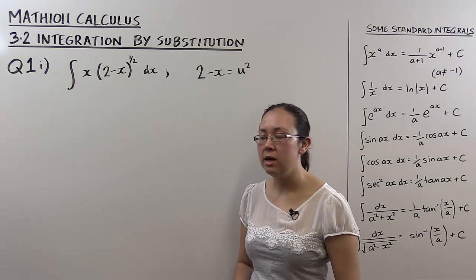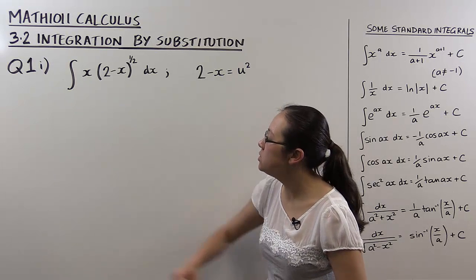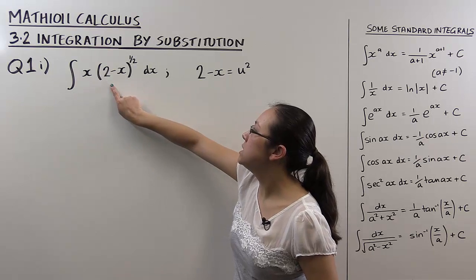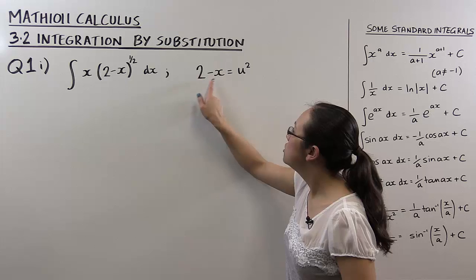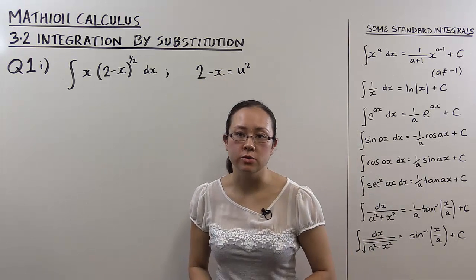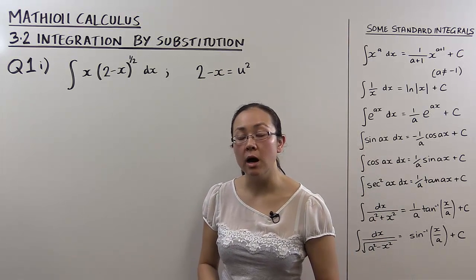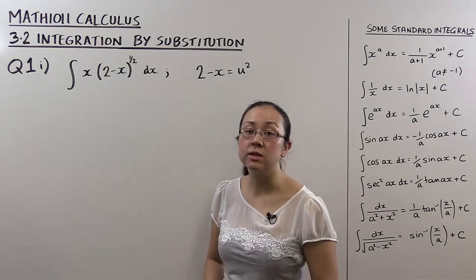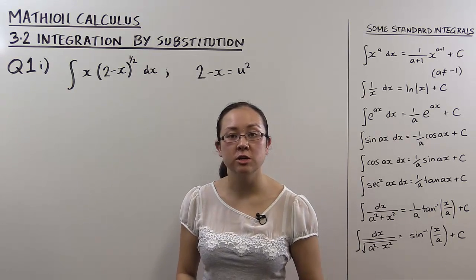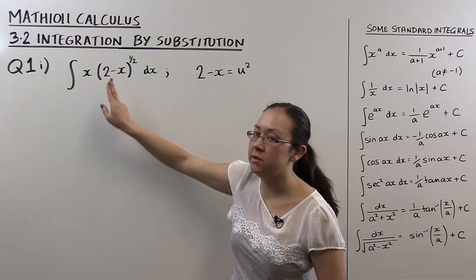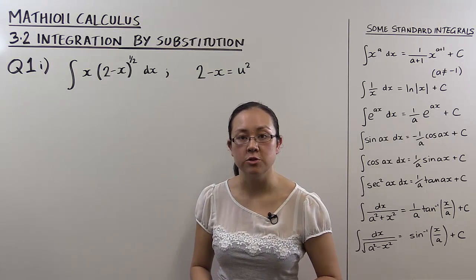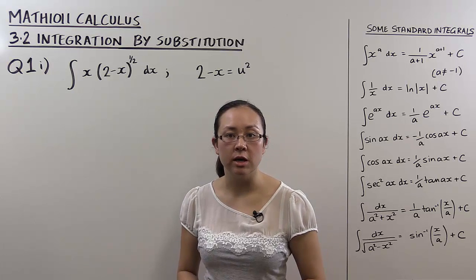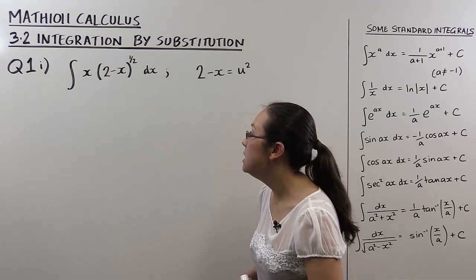In question 1f, we're asked to find the indefinite integral of x times 2 minus x all to the half, and we're given a substitution that we can use, 2 minus x equals u squared. So this is one where the substitution isn't equivalent to integrating by inspection. We don't have an f dash of x times another function of f of x here. So we are going to use the substitution to simplify this integral and work out the antiderivative.